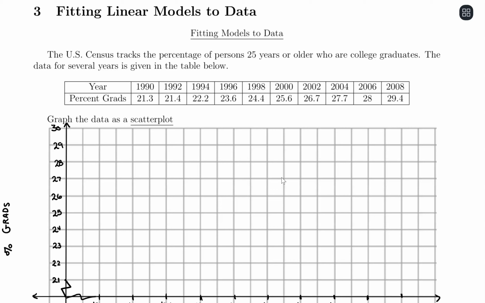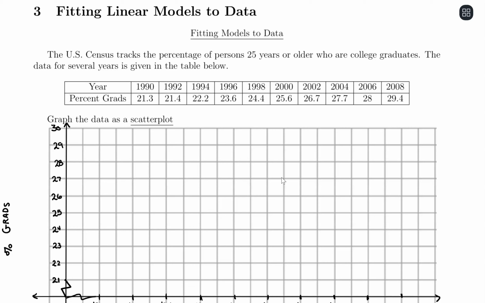All right, so fitting models to data, what we're going to do is we're going to have two rows of data. So in this example, we have the year that this census was taken, and for each year, that percentage of persons 25 or older that are college graduates. So like in 1990, 21.3% of people 25 and older were college graduates. So let's start with talking about scatter plots.